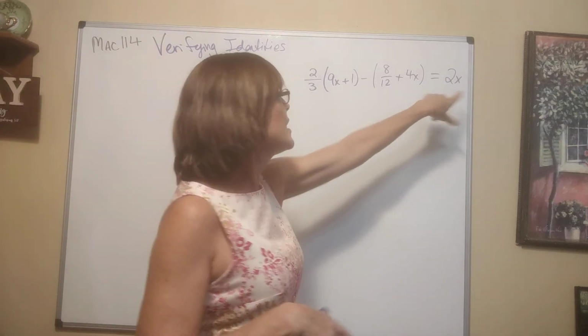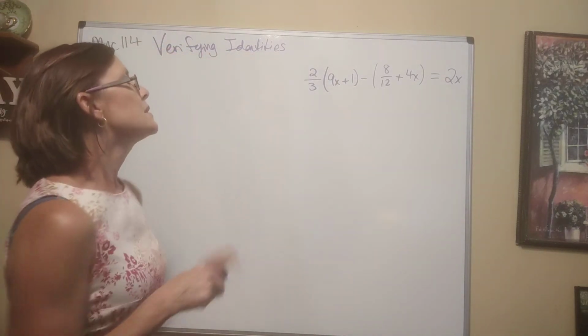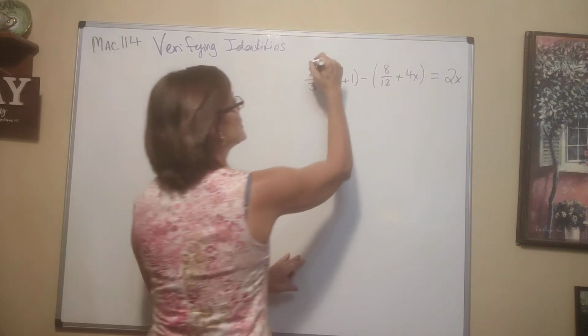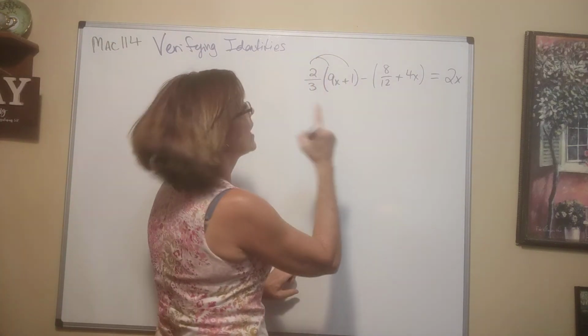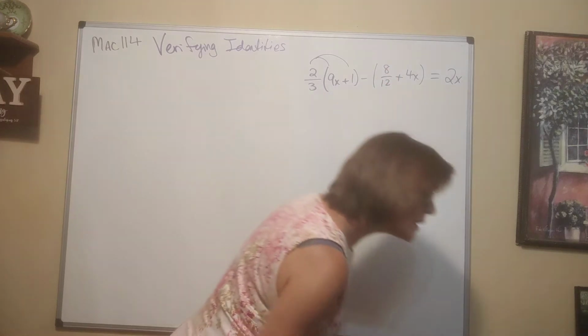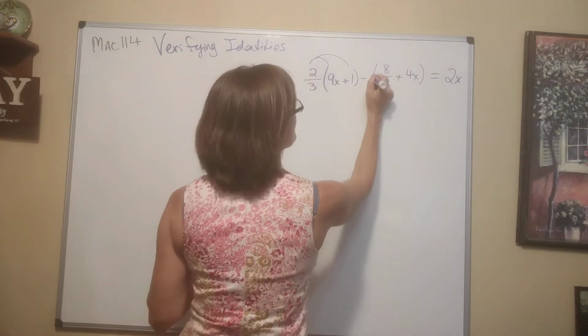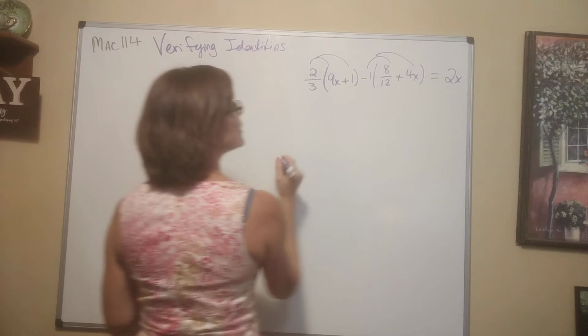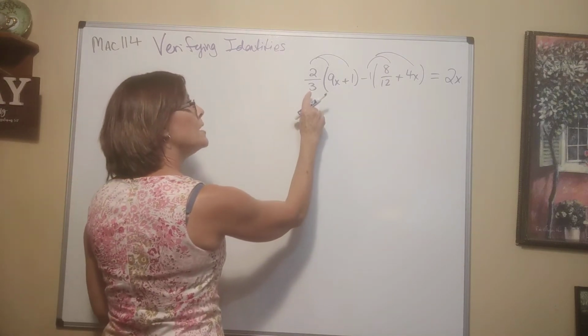And then I'm going to try to make it look like that. So what I can do is maybe distribute the 2/3 to each of these. And then also, was there anything in front of that? No, there wasn't. There's a -1 right here. I can distribute the -1 to both of those. So let's see what that looks like.